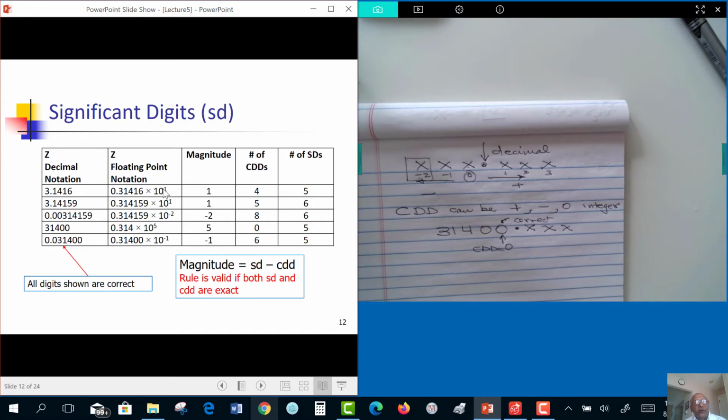So from floating point notation, we get the magnitude of the numbers. That is listed here. These are the exponents of 10. And we have the number of CDDs from the previous table, right? And our formula was, remember, significant digits SD is CDD plus M. We can say M is SD minus CDD. So whatever way we use the formula, you can see this formula matches every row, basically.